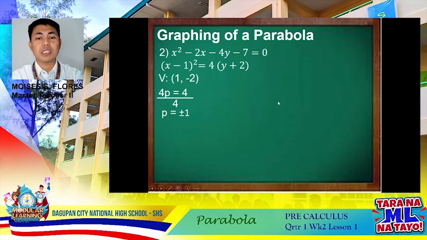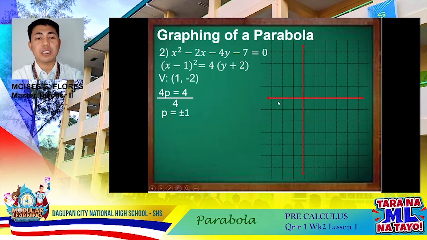So let's graph using a Cartesian coordinate system with our vertex (1, -2). So 1 unit to the right and 2 units downward. There you have it. Then, do not forget to label. And after that, from the vertex, where does this parabola open? It opens upward. So that means positive 1 from our vertex, 1 unit upward. There you have our focus, and the coordinate is (1, -1).